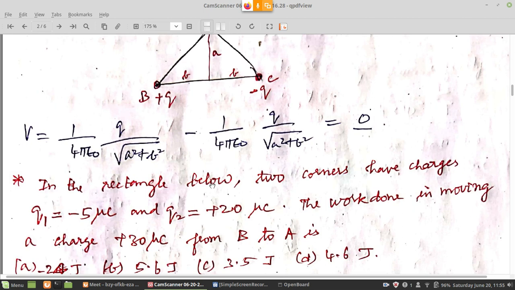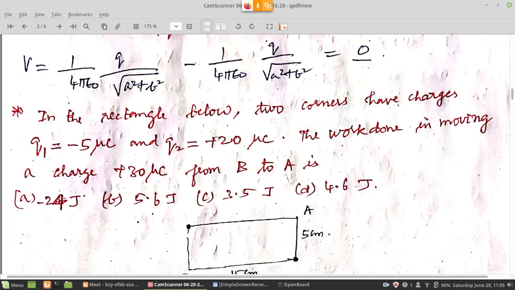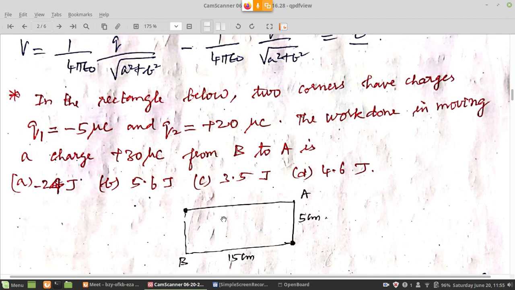Right. Next question, look. There is a rectangle here. Okay? There is a rectangle, and diagonally there are 2 points, A and B. On the other diagonal, at the 2 ends, there are 2 charges. What are those 2 charges? The 2 corners have charges Q1 equal to -5 microcoulomb and Q2 equal to 2 microcoulomb. So one has a -5 charge, the other has a 2 microcoulomb charge.